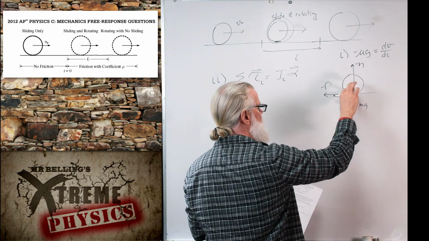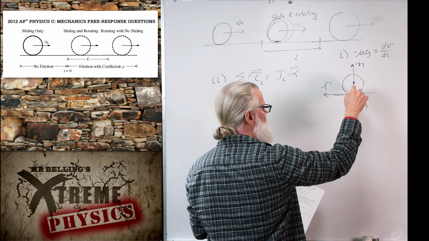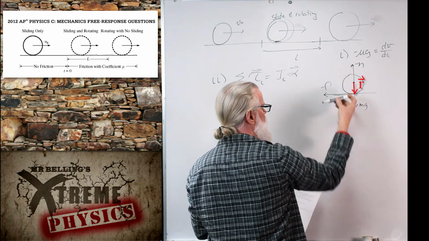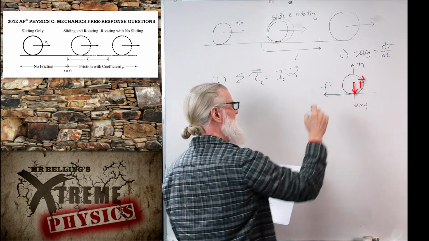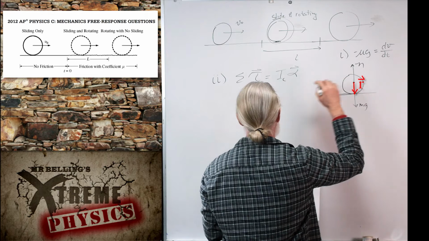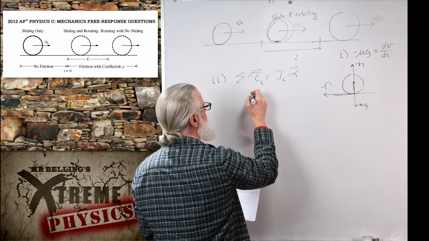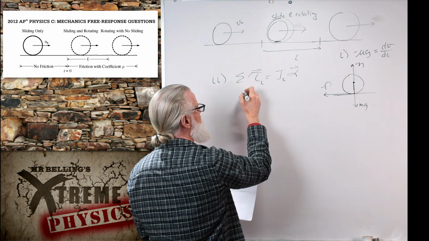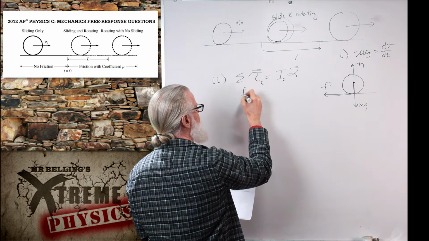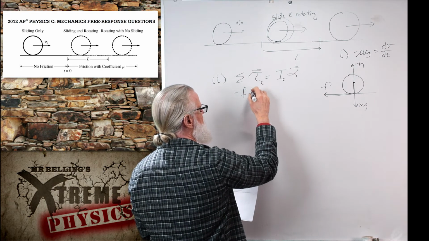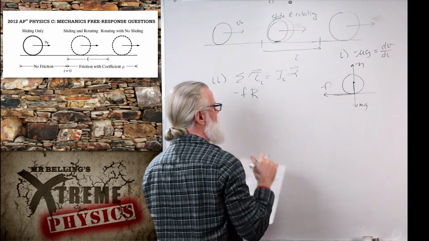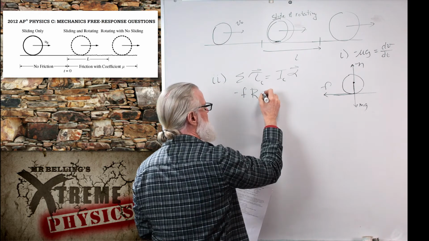It has a right angle component. Our position vector is r right here, and then like that. So we have a torque, and that's kind of causing this. So that is a negative torque. So what do we have here? We have the torque is friction. It's negative friction times r. That's the torque due to friction.